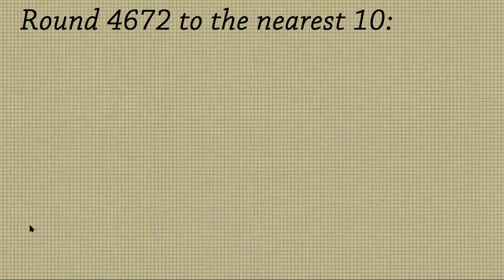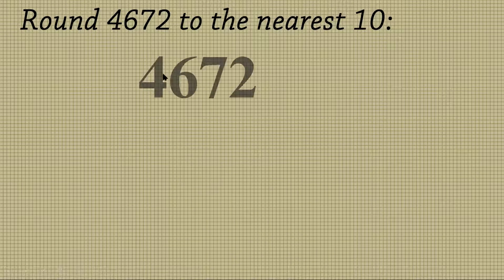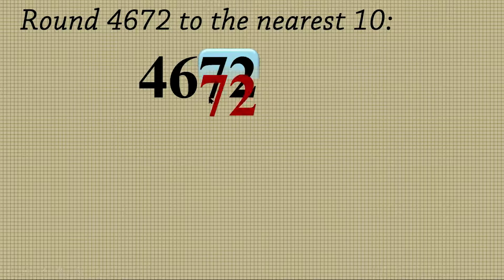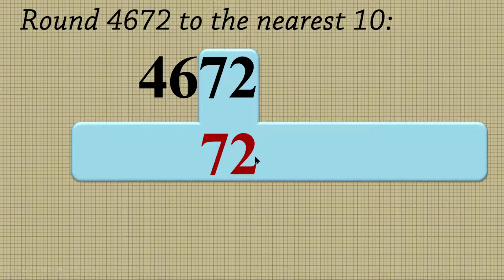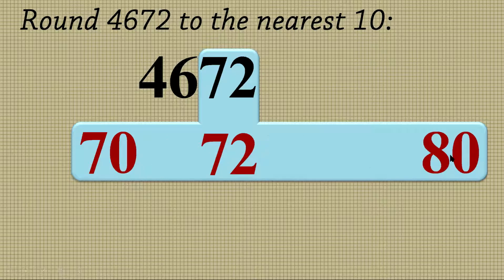Okay. Let's round 4,672 to the nearest 10. As you know, my target number place is tens, so I will concentrate on 72. You should remove the 2, because 2 is in the number place of ones and it's not important for me. So the nearest tens to 72 will be 70, and if you add 10, you will get 80. 80 and 70 are both the nearest tens to 72.